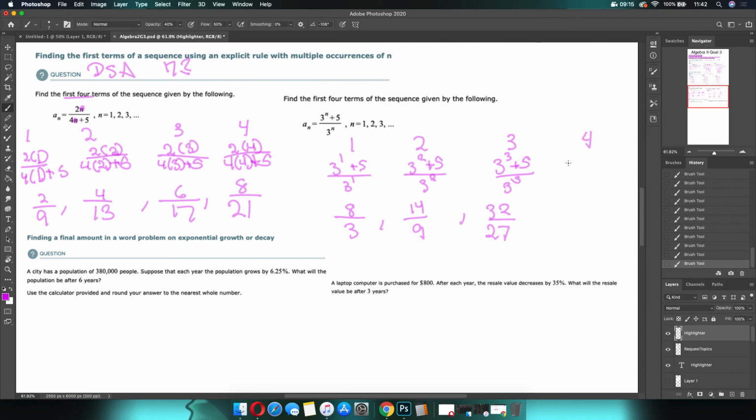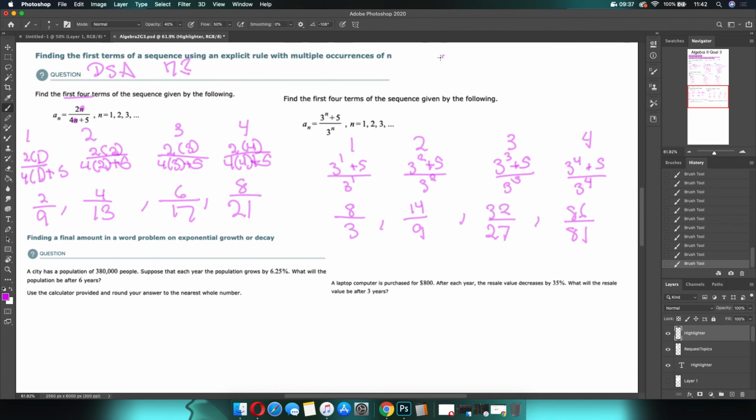Then this will be 3 to the 4th plus 5 over 3 to the 4th. 3 to the 4th is 3 times 3 times 3 times 3, which is 81. 81 plus 5 is 86, and 3 to the 4th is 81. And there's our list.